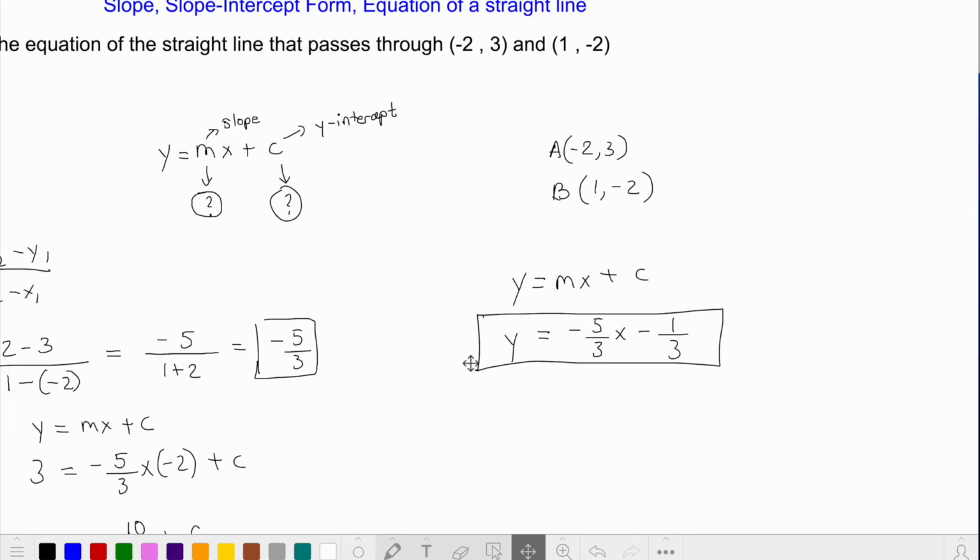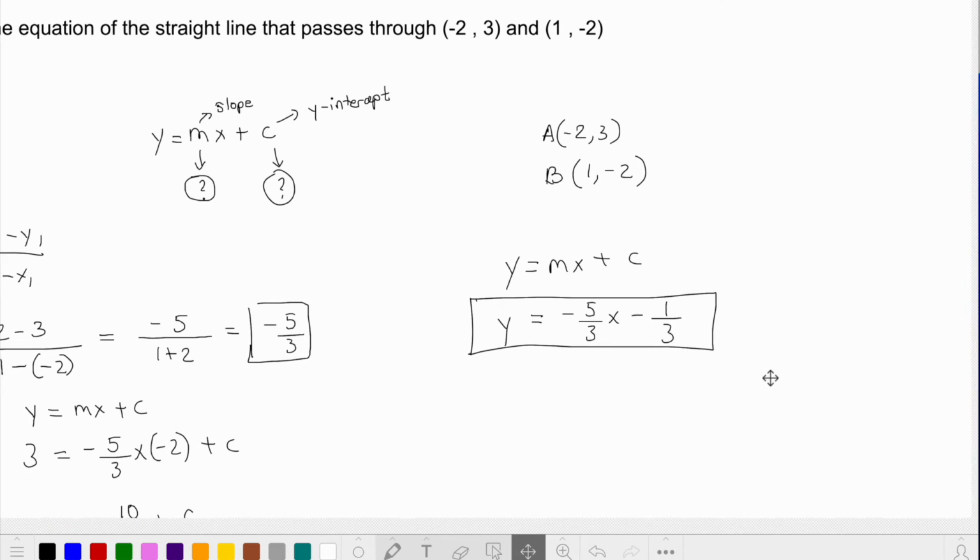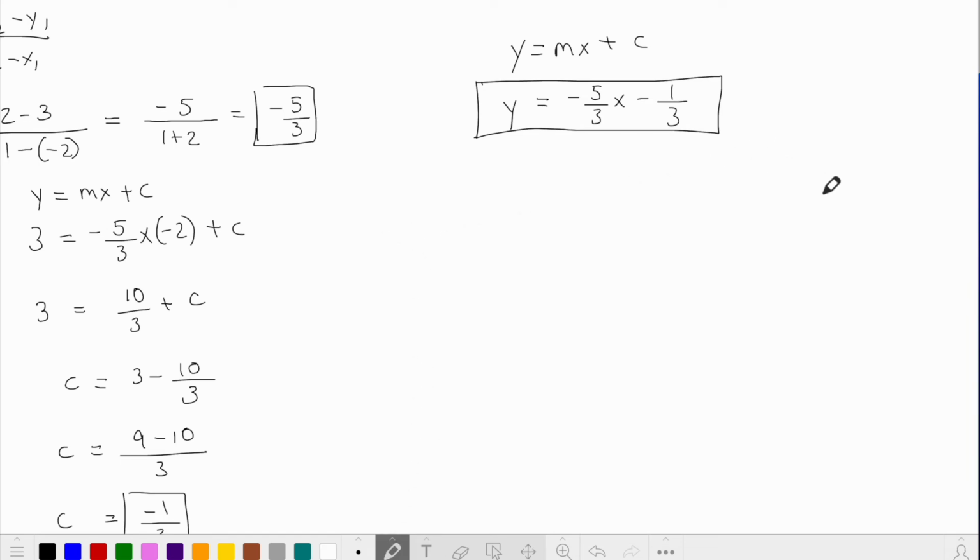Let's check if this equation makes sense or not. Let's use either one of these points and check whether this equation is correct. So let's use (-2, 3). If we plug the value of x into the equation and get the value of y, which is 3 here, then our equation is correct. Let's check it out. So y equals -5/3, and for the value of x we plug in -2, and minus 1/3.